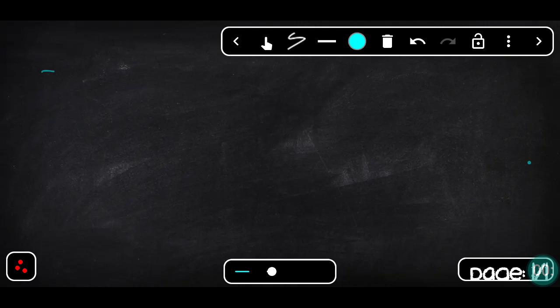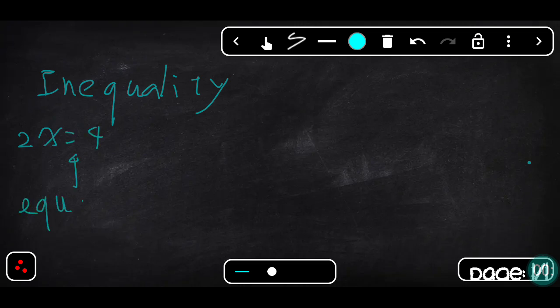Okay, in chapter 7, we are going to learn about inequality. In chapter 6, all the equations we saw had an equal sign. For example, 2x is 4, okay? It's equality. But in chapter 7, we are going to learn more about inequality. Inequality means the negative side of equality.